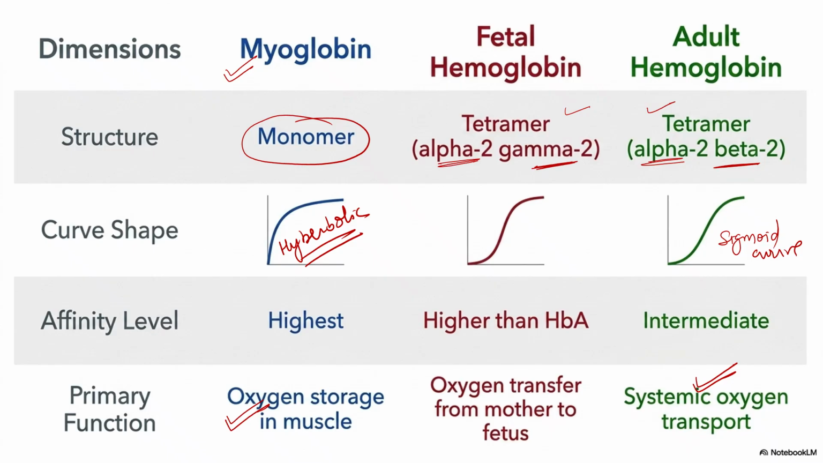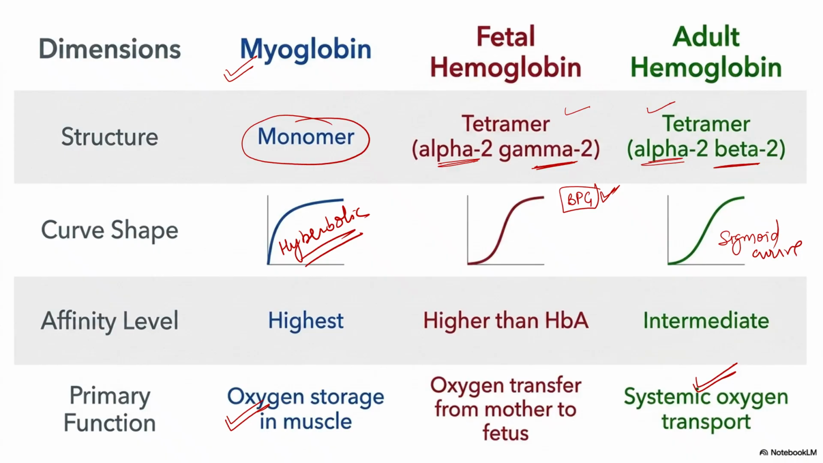So instead of 2 beta chains, it has 2 gamma chains, and because of this gamma chain it binds with BPG very weakly. The BPG binding is very weak. Because of BPG it will not dissociate. Dissociation will not be there.